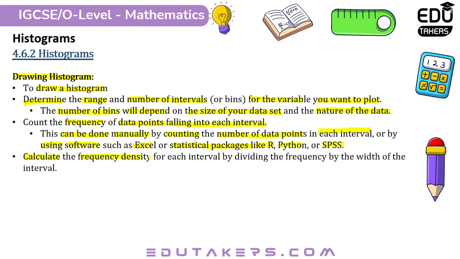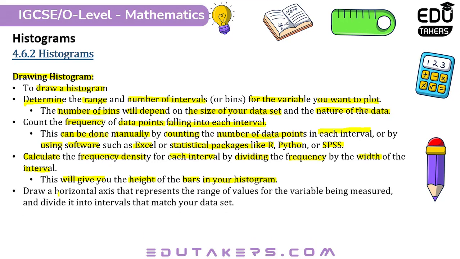Calculate the frequency density for each interval by dividing the frequency by the width of the interval. This will give you the height of the bars in your histogram. Draw a horizontal axis that represents the range of values for the variable being measured and divide it into intervals that match your data set.